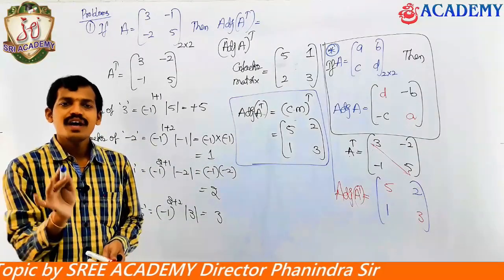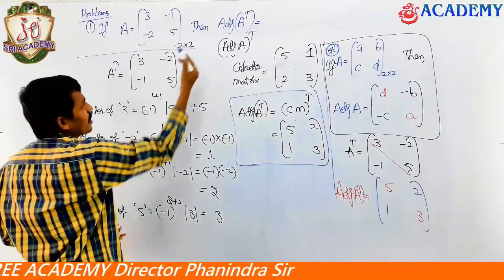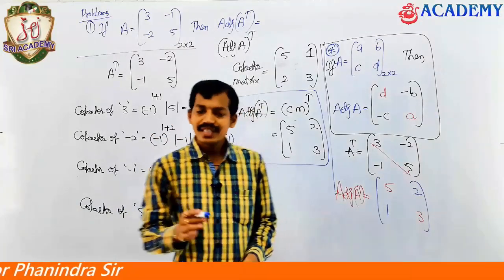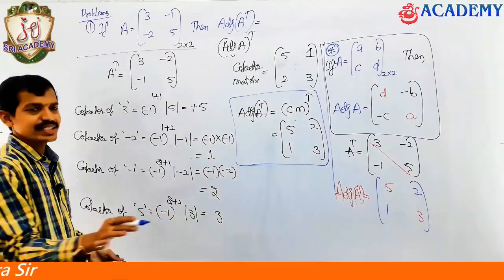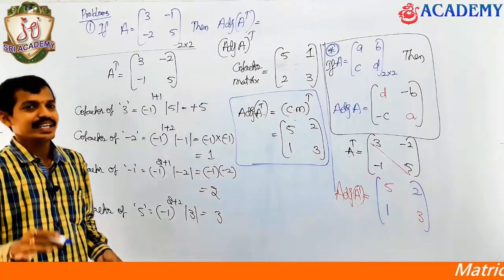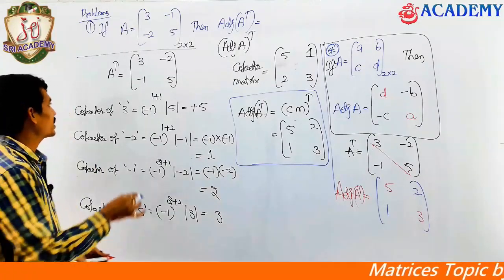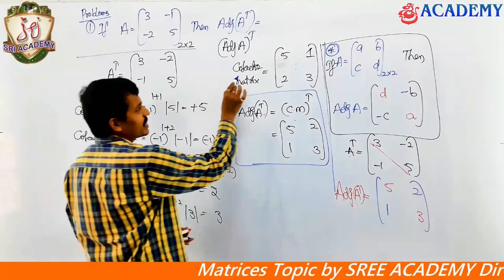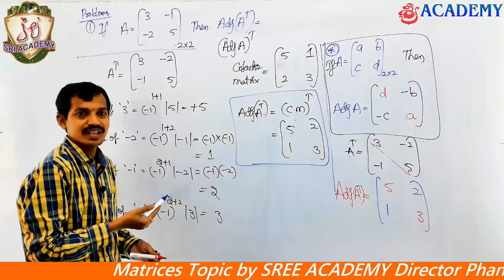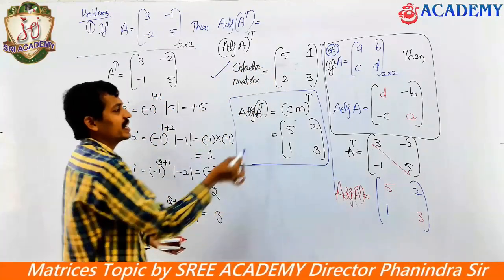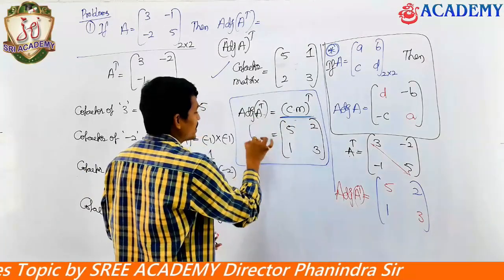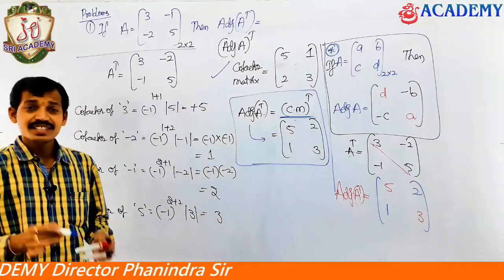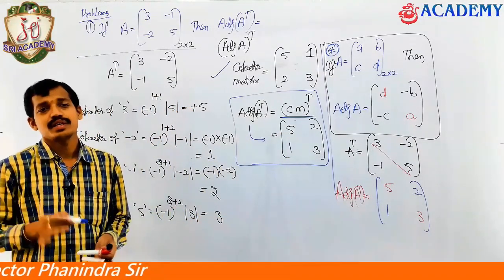Understanding my point? Very easy. If a 2 by 2 matrix is given and you are asking for the adjoint matrix, simply by seeing you can write it. That's what we are discussing indirectly, right? It is not compulsory for a 2 by 2 matrix only. For any matrix, if you want the adjoint matrix, first of all you have to find each and every element's cofactor. Then you have to replace each and every element with its cofactor. Then you will get the cofactor matrix. After getting the cofactor matrix, if you transpose, you are going to get the adjoint matrix. This is the procedure to find the adjoint matrix.